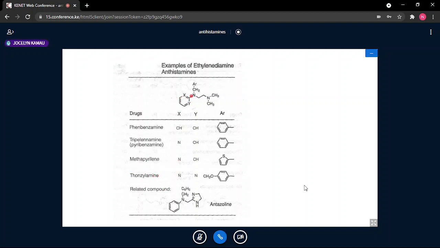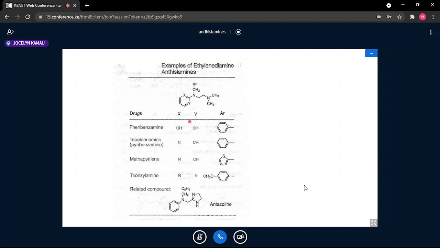Then you can also have thonzylamine, and in thonzylamine, two things have happened. One, there is the benzyl ring. This too is retained as a phenyl ring. It's para-substituted. So the aromatic ring here is para-substituted with a methoxy group. So that is the thonzyl here substituted with a methoxy group. Remember, we did mention para-substitution does increase activity.